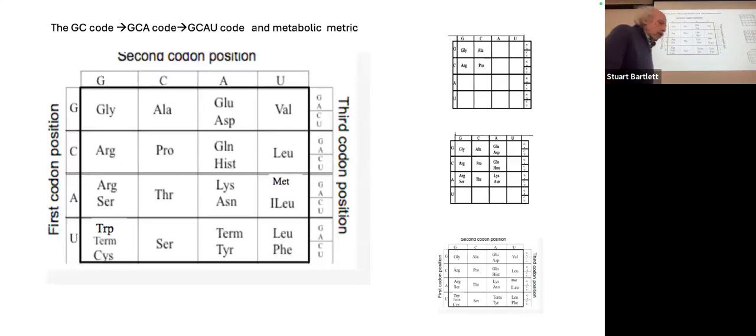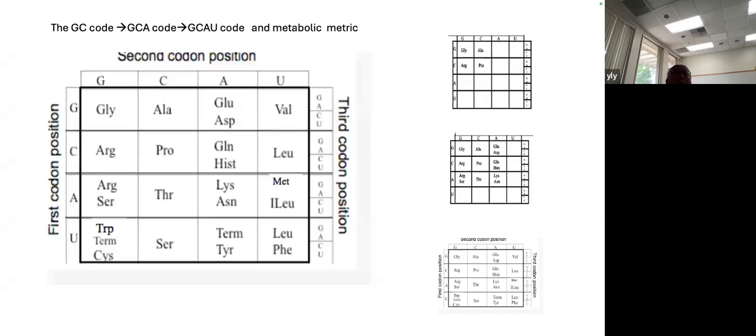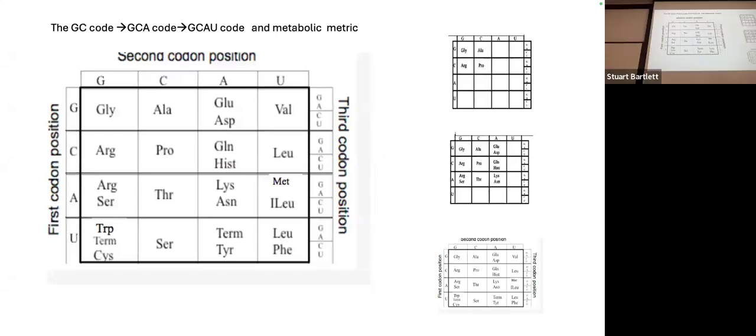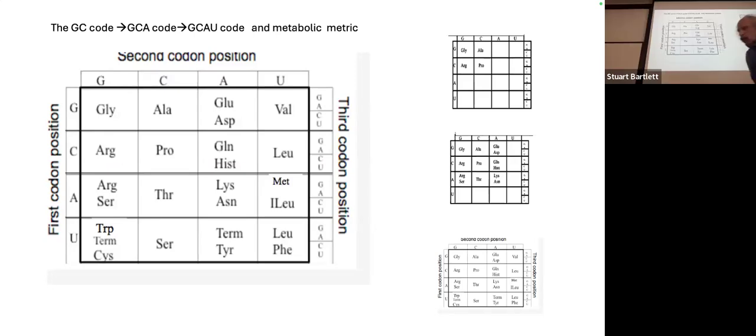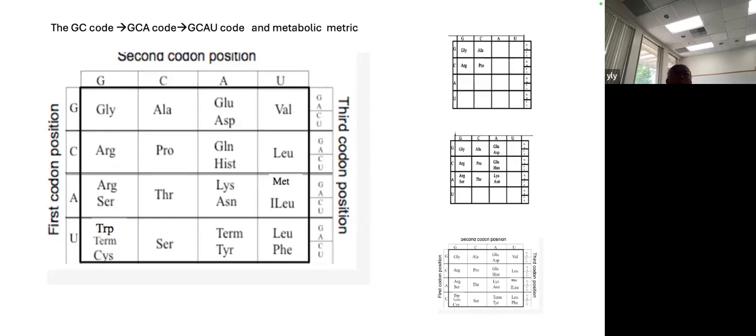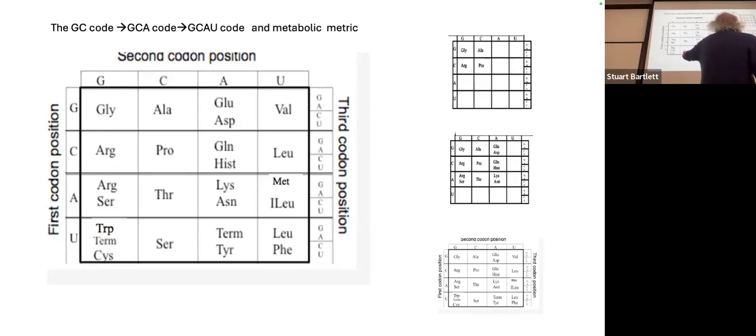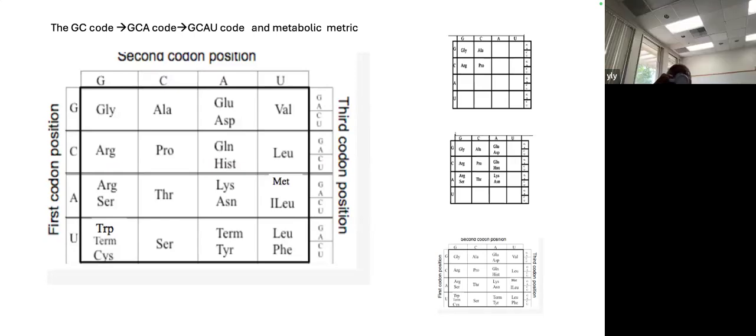So the first lecture I talked about was my great discovery of the evolution of the genetic code from the GC code to a GCA code to a GCAU code, and its relationship to a metabolic matrix. And as you could see here, how that evolution came about by reading a GCAU code instead of a UCAG code that was first written by Crick.